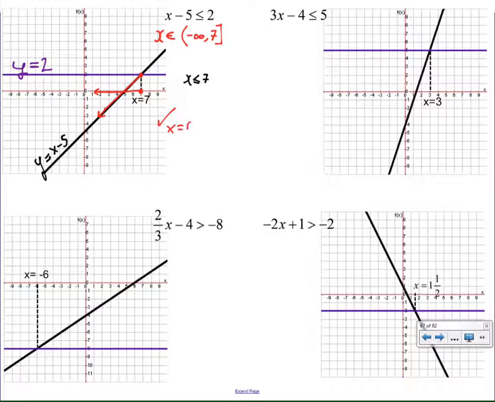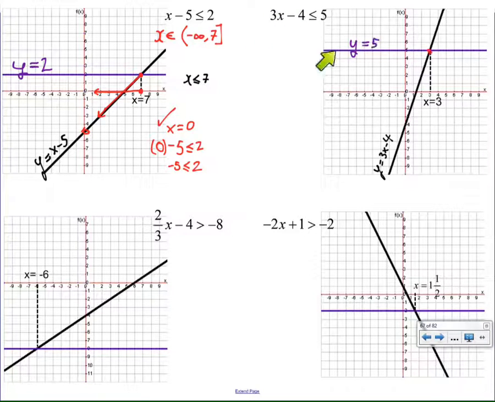And to verify, I just pick any number that's less than 7. Since 0 is less than 7, it should be true in this equation. 0 minus 5 is less than 2, which is true. Negative 5 is in fact less than 2. So we pass.